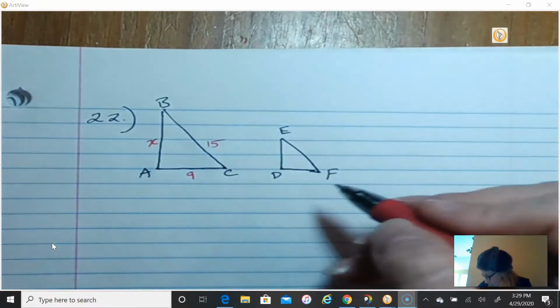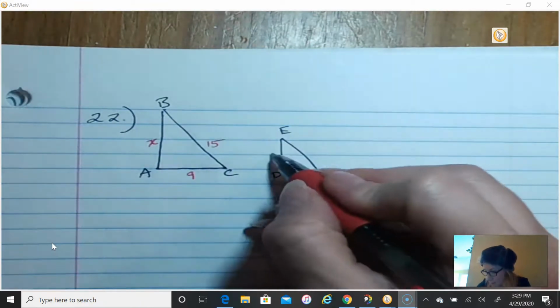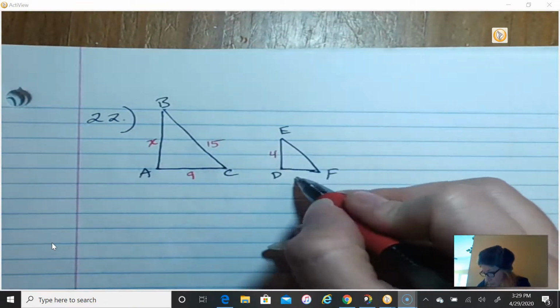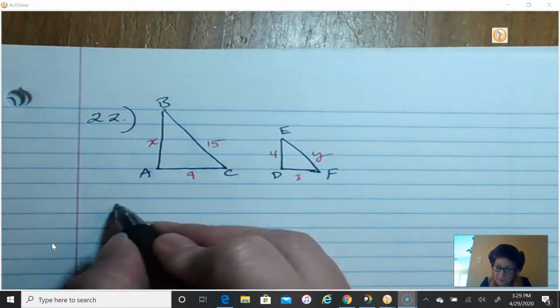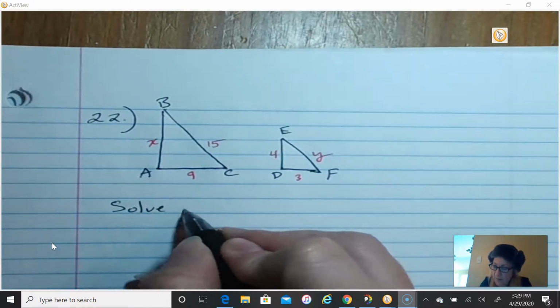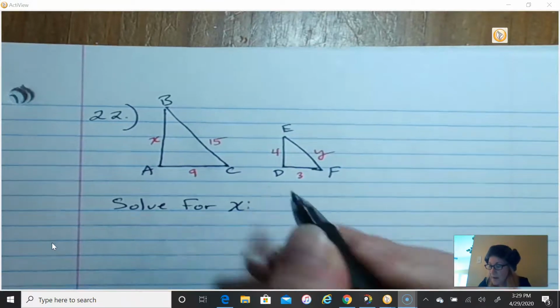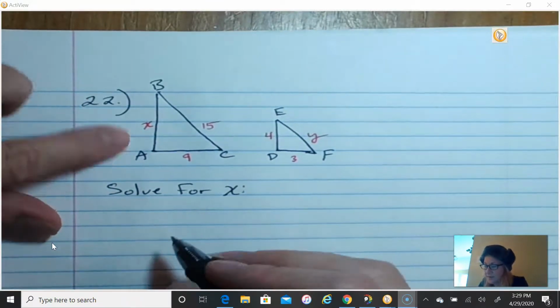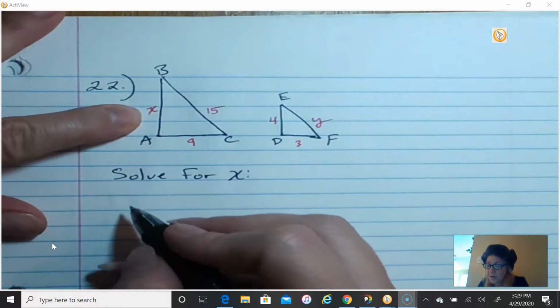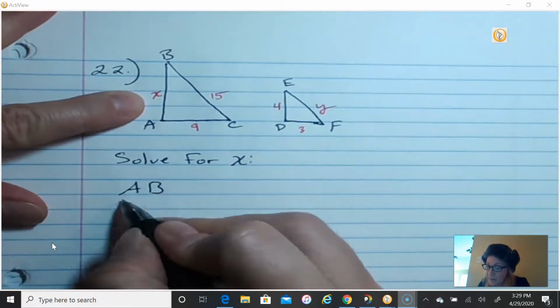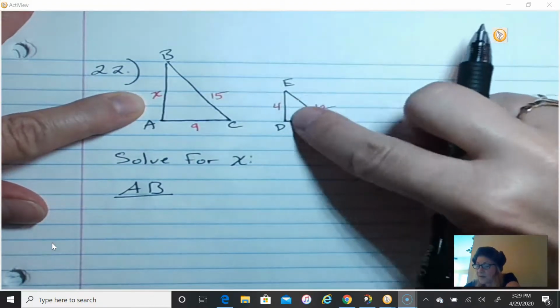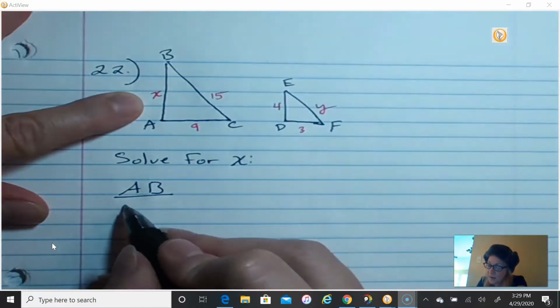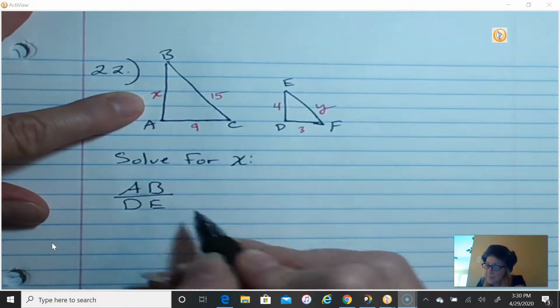Now I'm going to move a little faster on this one. So if you have to pause the video, you do that. 3 and then Y. Okay, so we're going to solve for X first. All right, so this side is going to be on top. It's large. What side does it correspond to on the small one? This side right here. So D and E.